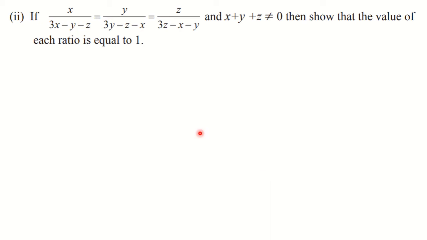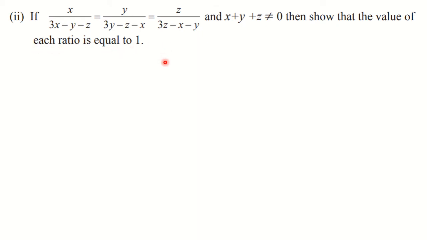Okay, question number 2, sub question number 2 from question number 3. If x upon 3x minus y minus z is equal to y upon 3y minus z minus x is equal to z upon 3z minus x minus y, and x plus y plus z is not equal to 0, then show that the value of each ratio is 1.